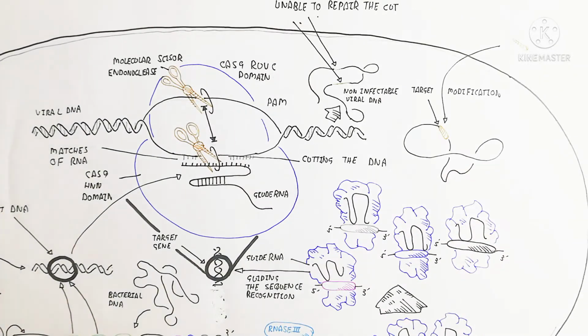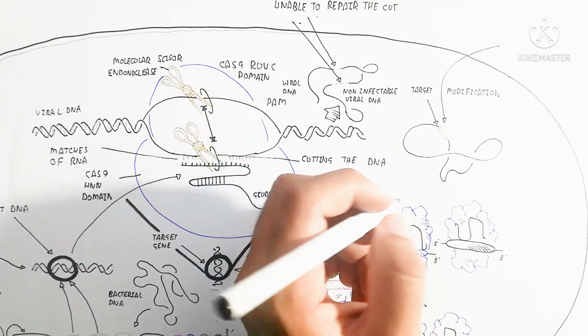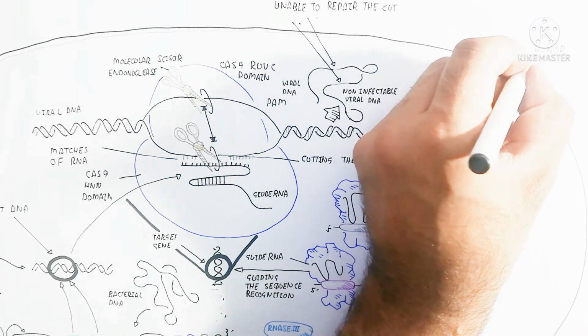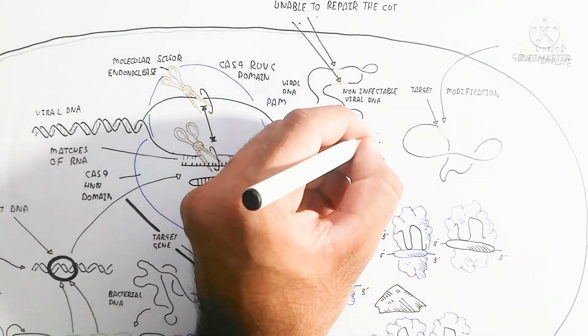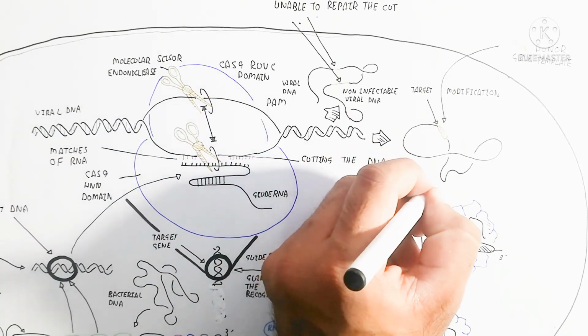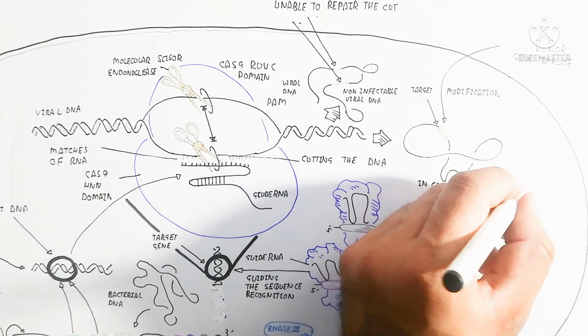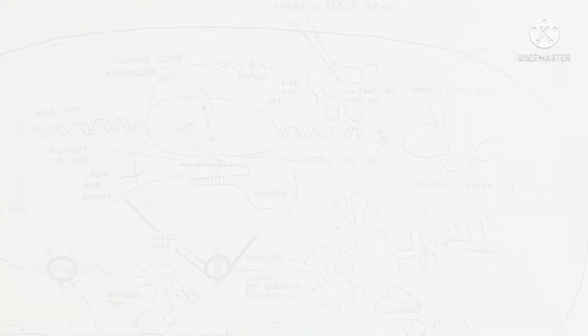So here is the bacterial DNA, while here is the viral DNA. The bacterial DNA is recognized, and after the recognition, it is cut. On the other hand, we can also introduce another gene via CRISPR-Cas9 to change the gene segment for the prevention of disease.